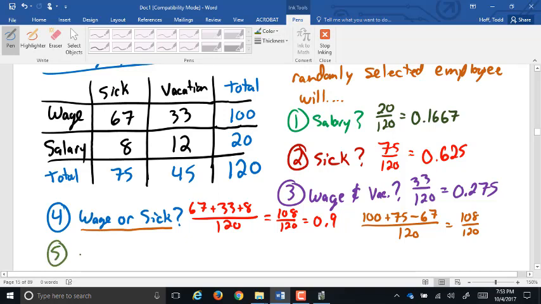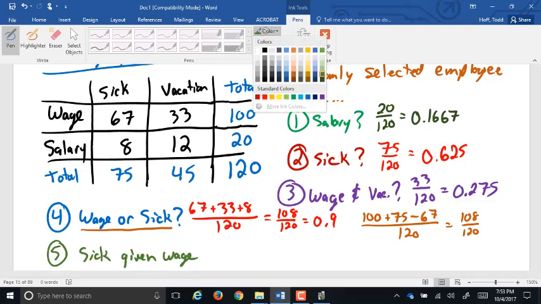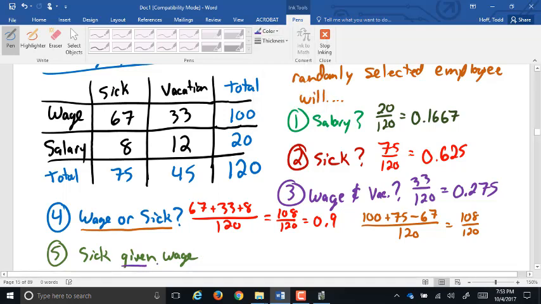What is the probability that someone uses their time for sick leave given they work on a wage? So let's ask what this here means. Given that they work on the wage. What that means is we know something about the person we've selected. We know that that person works for wage, not salary. So what that means is, are we looking at all 120 of them anymore? No, we are only looking at the 100 people that work on a wage. So there are 67 that use their time for sick. Out of the 100, that's 0.67.